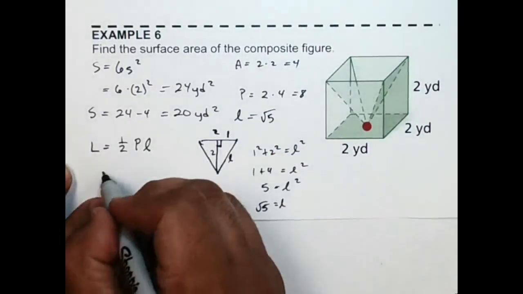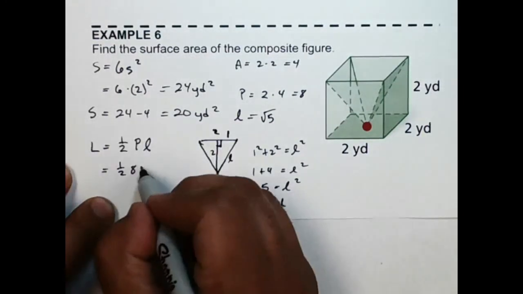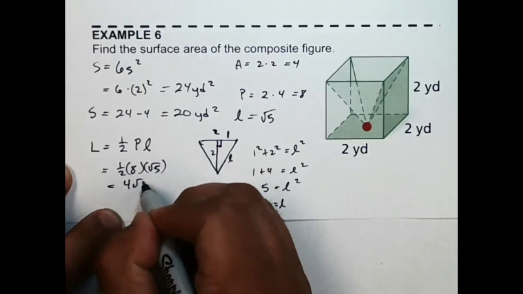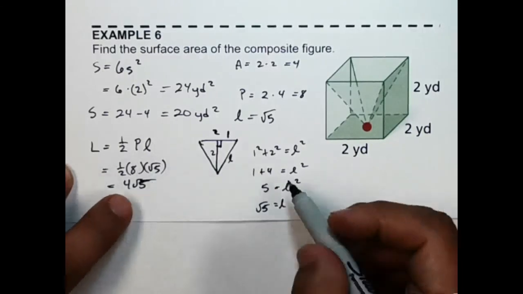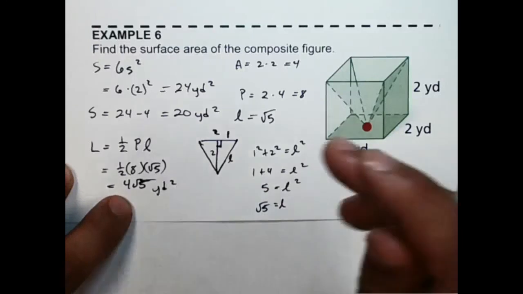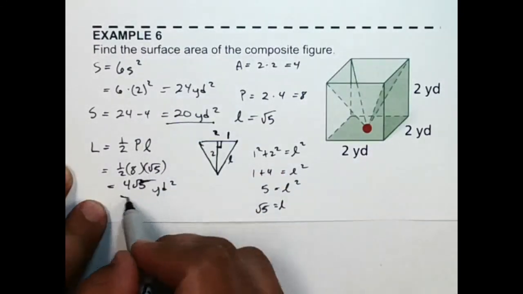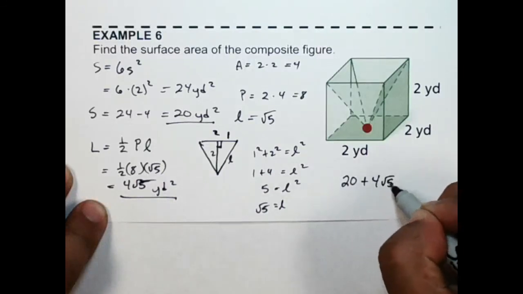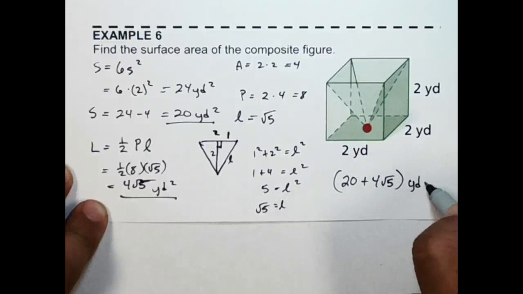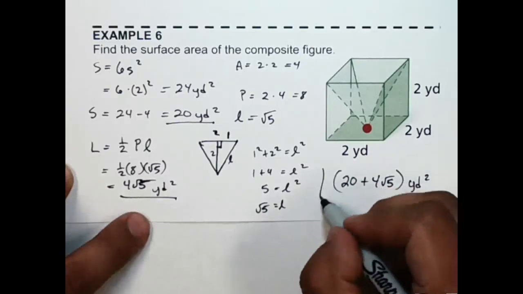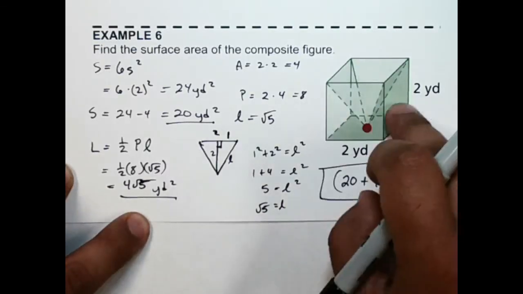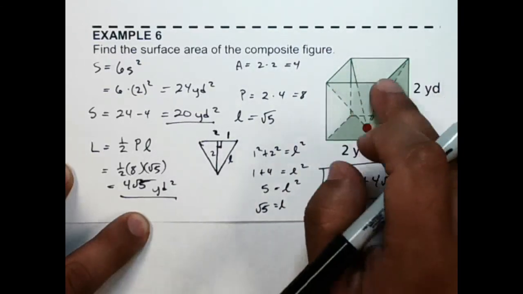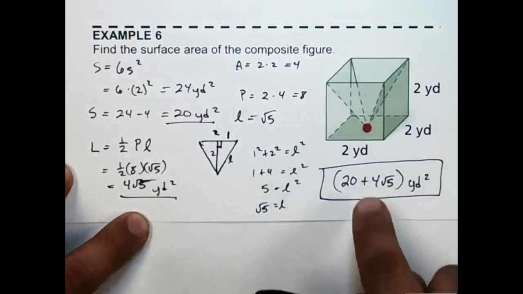Okay. So now we can substitute: 1/2 times 8 times the square root of 5, which ends up being 4 square roots of 5. I want the total surface area, that's yards squared. So I need to add this to the 20 from before. My answer is going to be 20 plus 4 square roots of 5 yards squared. Because I needed to add all the faces of the cube minus this top base, and then the lateral surface area of this square pyramid. So that's what I get for my answer.